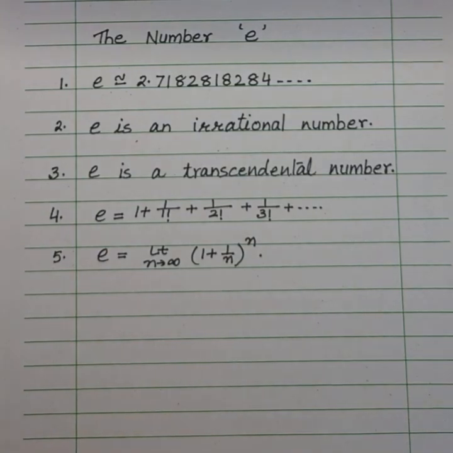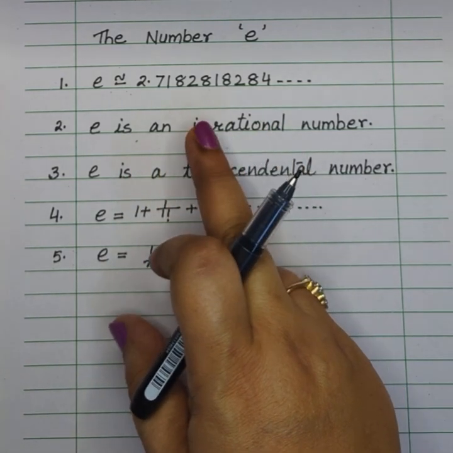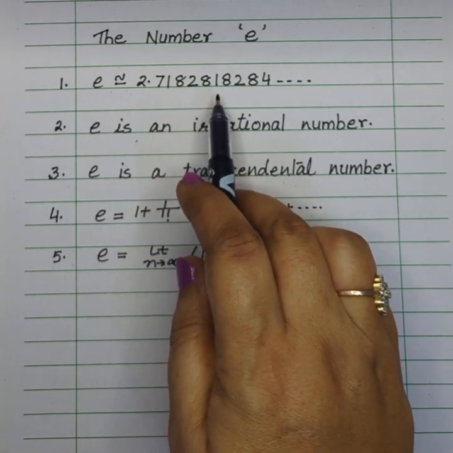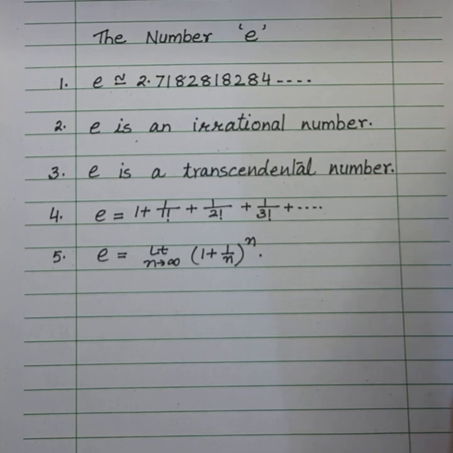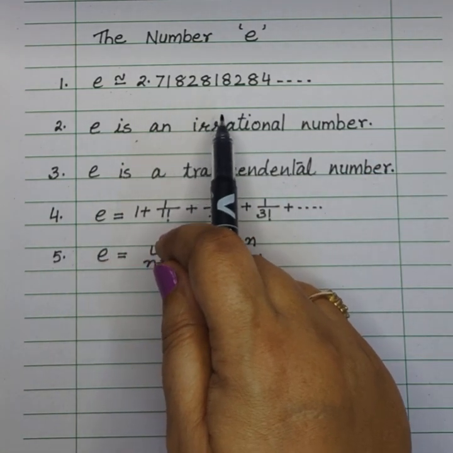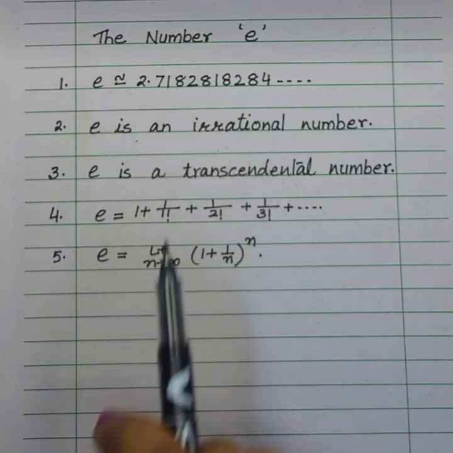Today I am sharing with you an easy way to explain, or introduce, the number e to the students in your classroom. So e is an irrational number whose approximate value is 2.71828182884 and so on. Since it is a non-terminating and non-repeating decimal number, it is an irrational number.